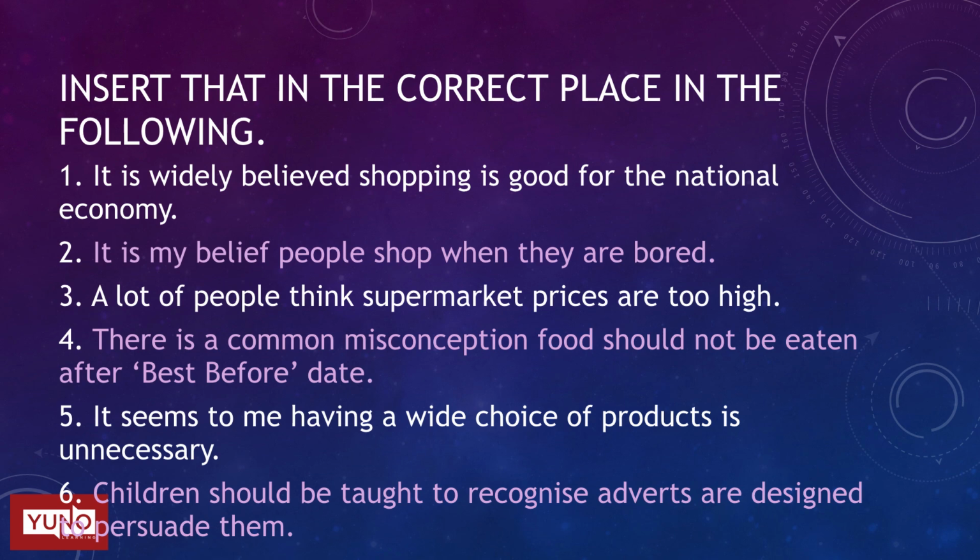It seems to me, having a right choice, no, it seems to me that. So do you notice these are separate clauses in a sentence? So it seems to me is a separate clause. Having a wide choice of products is unnecessary is a different clause, and we join them using the word that. Children should be taught to recognize adverts are designed. Children should be taught to recognize that adverts are designed to persuade them. So when we have these clauses that are connected to the main clause using the word that, then also we have a complex sentence.